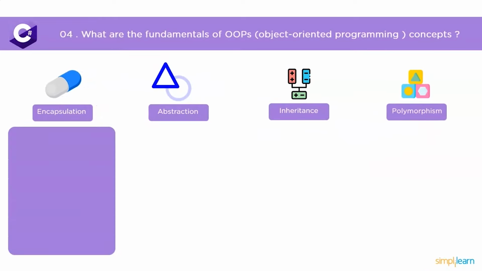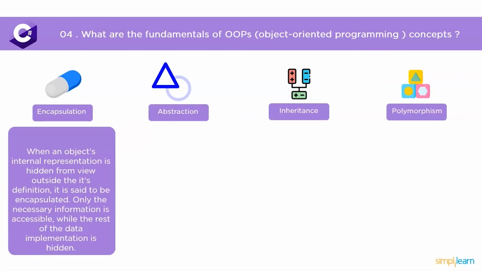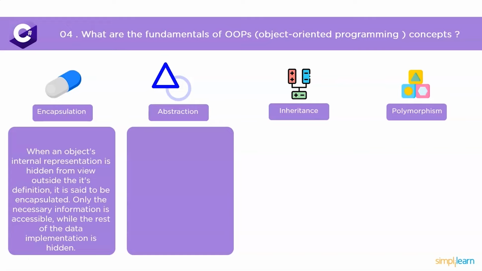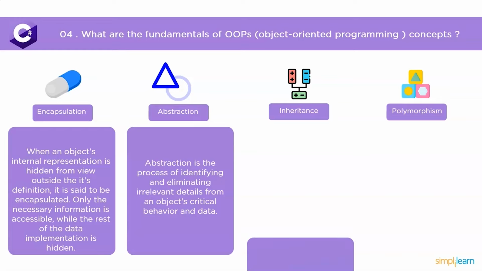First, encapsulation. Encapsulation is defined as when an object's internal representation is hidden from the view outside its definition, it is said to be encapsulated. Only the necessary information is accessible while the rest of the data implementation is hidden. Next, abstraction. Abstraction is the process of identifying and eliminating irrelevant details from the object's critical behavior and data.